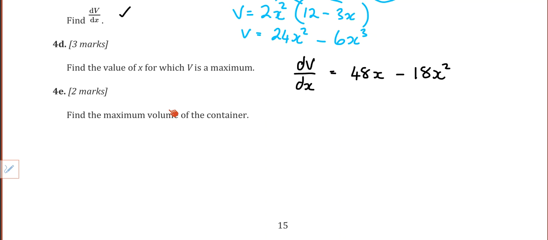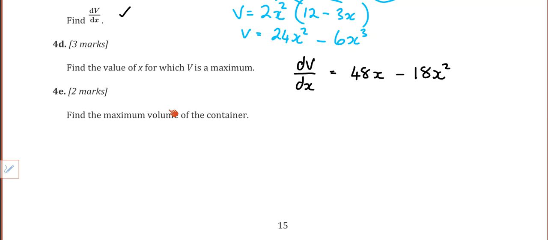If all the edges add up to 48, what is the biggest volume I can make with those rules? So the edges have to add up to 48 and the length has to be twice the width. So now let's find the maximum. What would x be to make that?